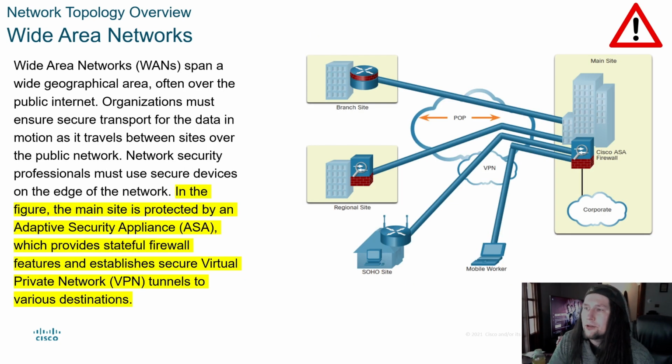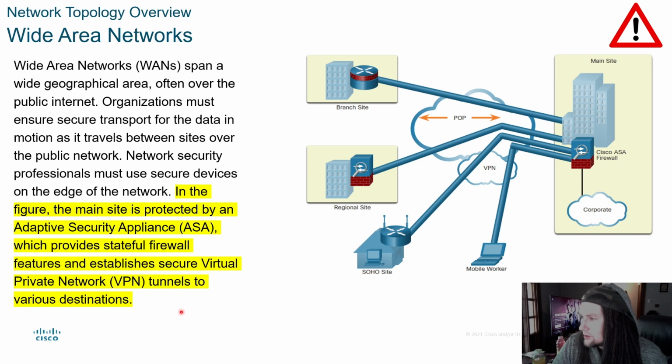Wide area networks. Wide area networks, or WANs, span a wide geographical area, often over the public internet. Organizations must ensure secure transport for the data in motion as it travels between sites over the public network. Network security professionals must use secure devices on the edge of the network. In the figure, the main site is protected by an adaptive security appliance which provides stateful packet filtering features and establishes secure virtual private network tunnels to various destinations.